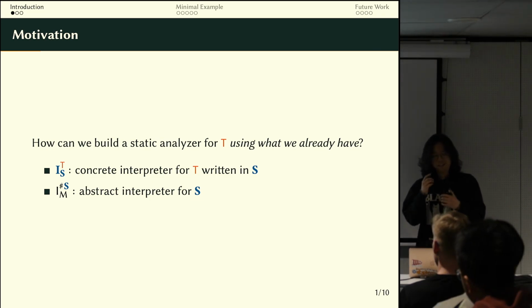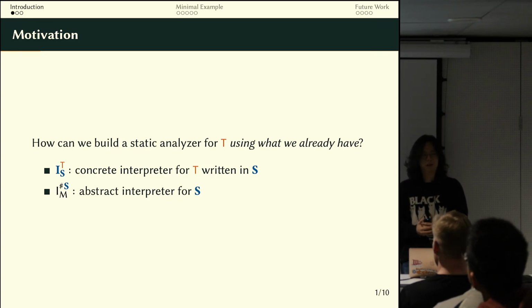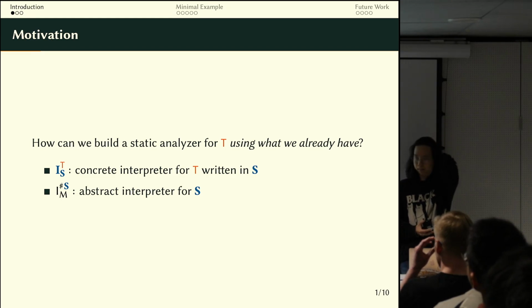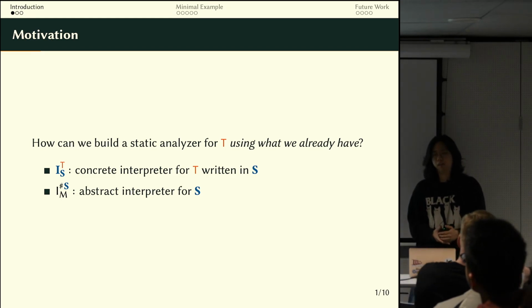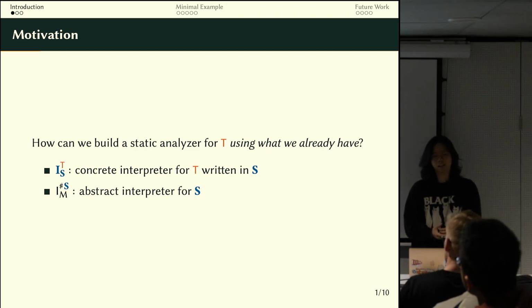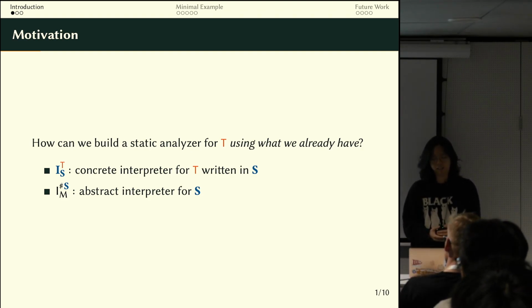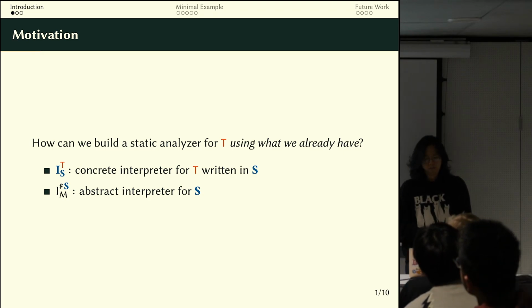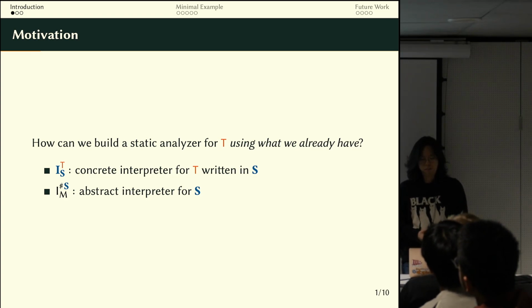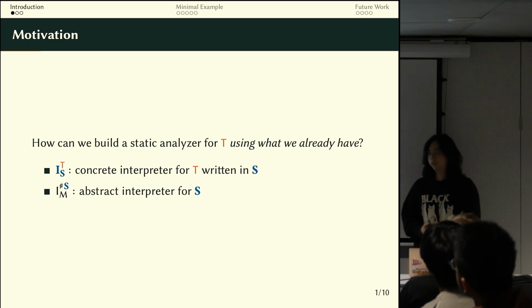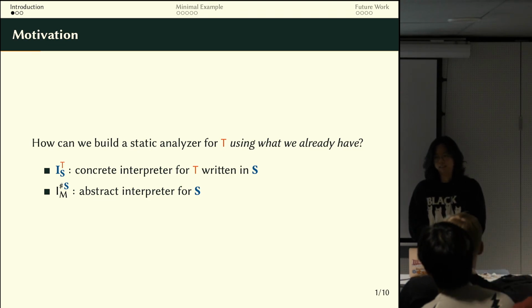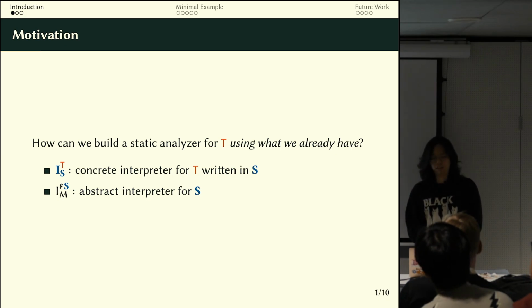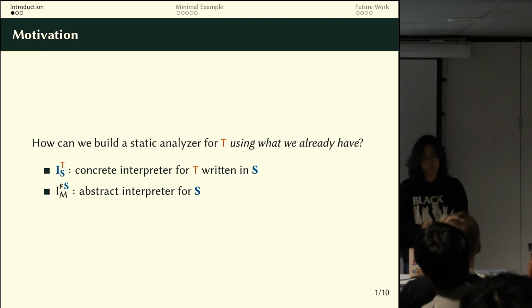Abstract interpretation, static analysis, is a very powerful technique. However, it is limited to a small set of languages. It is because building an analyzer is an expensive task. And our goal is to reduce the cost by reusing what we already have. Specifically, we are trying to build a static analyzer for T using a concrete interpreter for T written in S and an abstract interpreter for S. Here, T stands for target and S stands for source language.